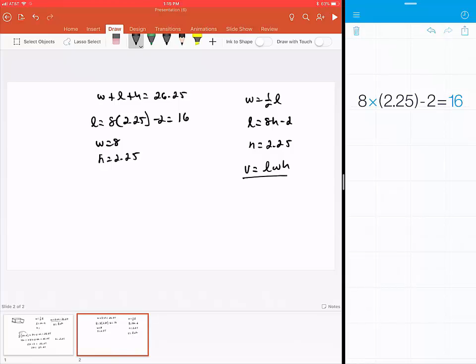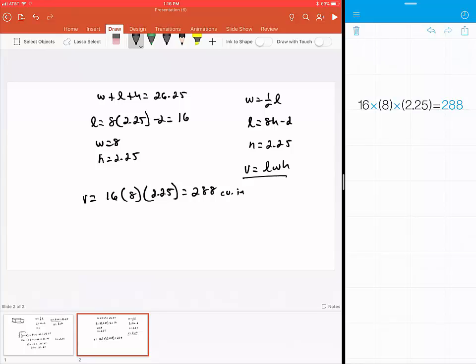And so now we're going to go ahead and find the volume using this formula. So the volume is going to be equal to 16 times 8 times 2.25. And when we multiply all those together, what we're going to get is our final answer. And when we do that, we get, oh, no, that's too much. So 16 times 8 times 2.25. Sometimes this calculator doesn't work too well. So it is 288 cubic inches is our final answer.